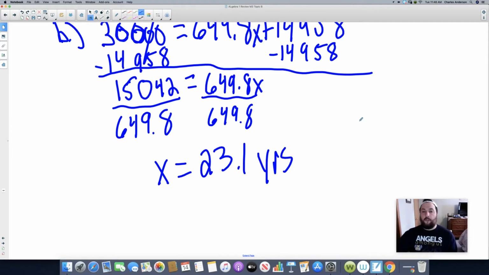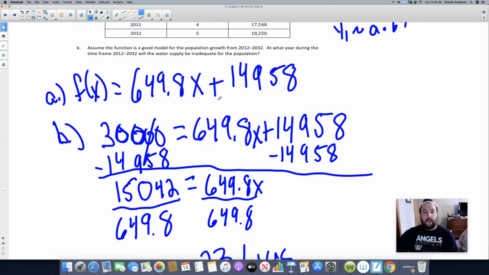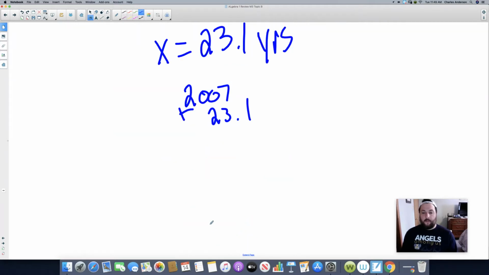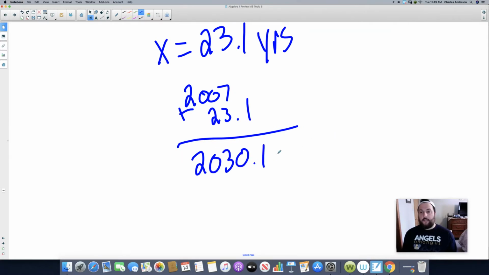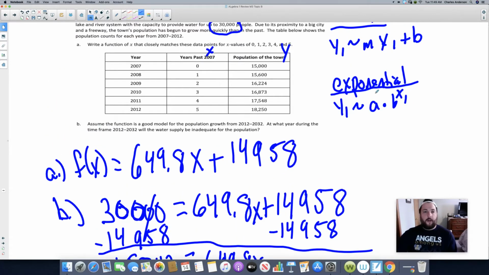Years. And so do a little calculation. This is from the year 2007, right? Time 0 is 2007. So to see what year that is, we'll take 2007 and we'll add 23.1 to it. So it'll be the year 2030.1. If you go on past 2030, it means it'd be the year 2031, you'd run out of water. So the year 2031, you'd run out of water. Pretty close to the end here, but that's how you would do that problem.